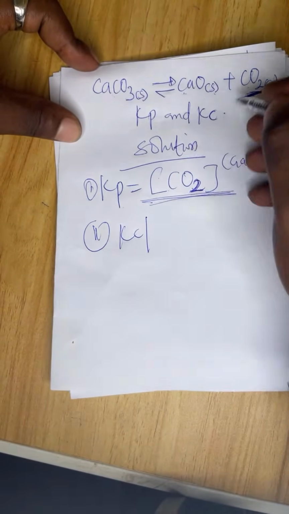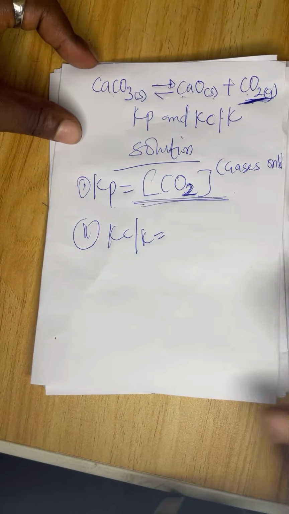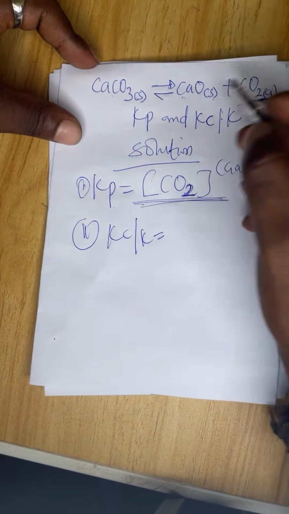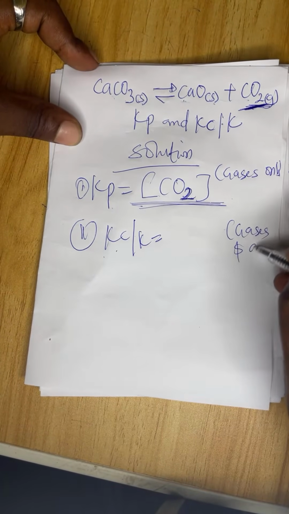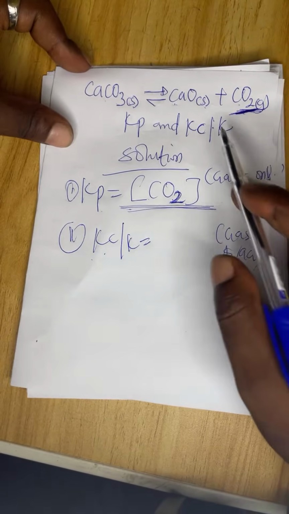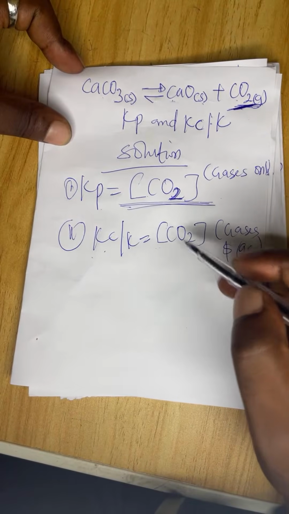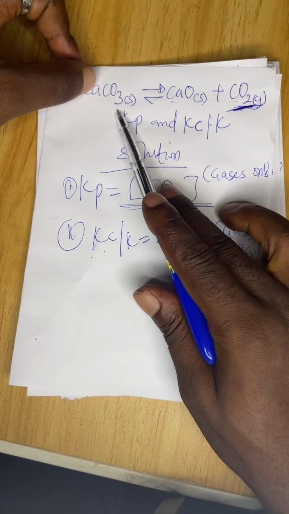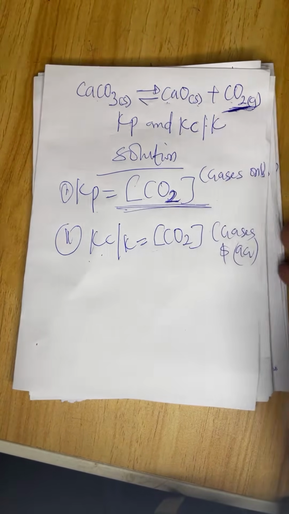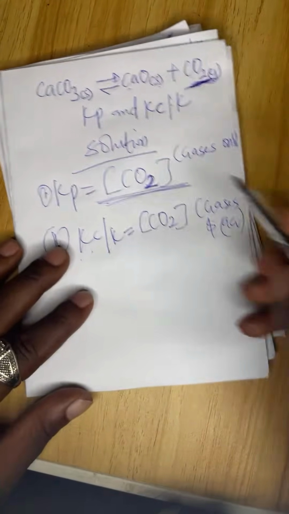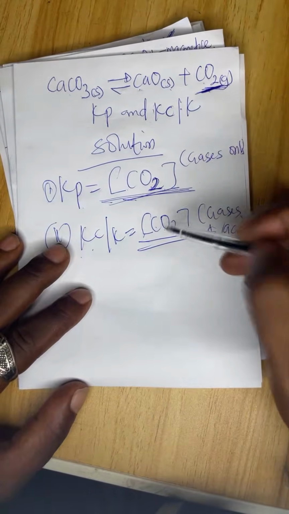Kc or K, I already told you can use K. Now it's still product over reactant. And I told you that for Kc, we consider gases and aqueous solutions or dissolved species. Now this is the only gas, CO2, all over the reactant, CaCO3. CaCO3 is solid, CaO is solid. We don't consider solids and liquids. I already told you. So this is the answer to the two questions. Either way they ask you this question, this is the answer.